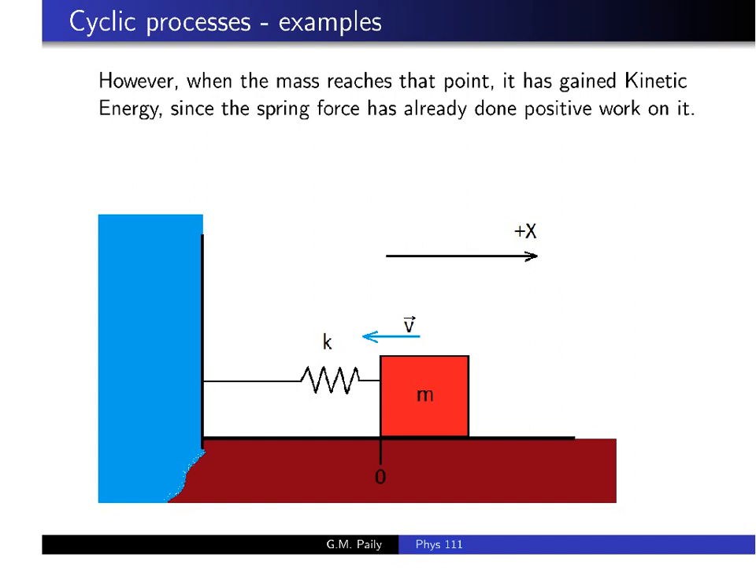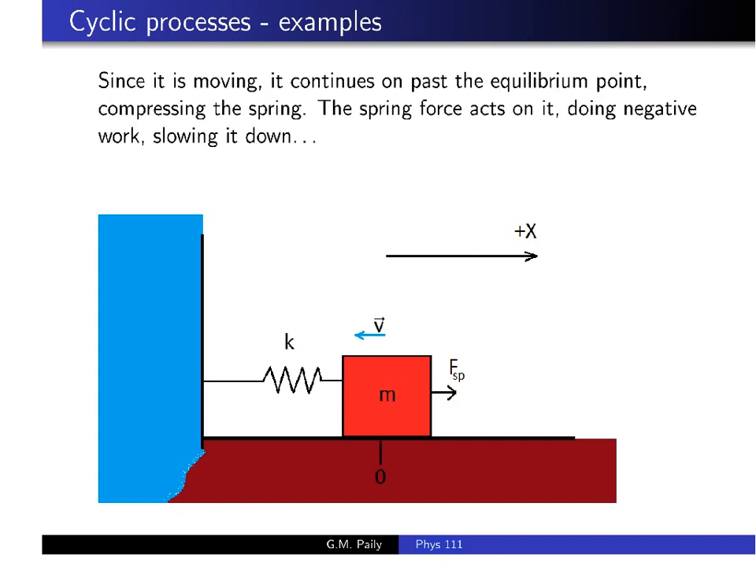And so even though it's reached x equals 0 and there's no more spring force, it has already built up some kinetic energy, so it's going to overshoot. There's no more acceleration at this point, but it still has a velocity, so it's going to overshoot. Now the block has overshot the x equals 0 configuration.